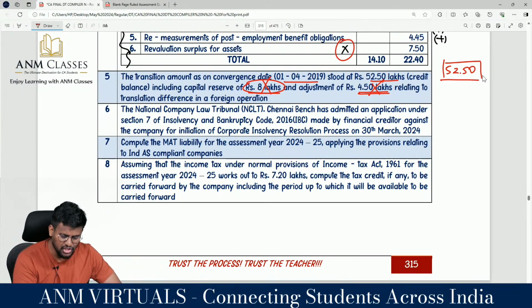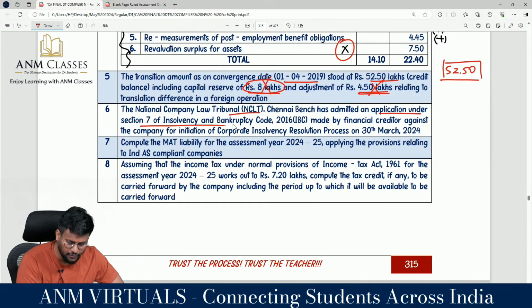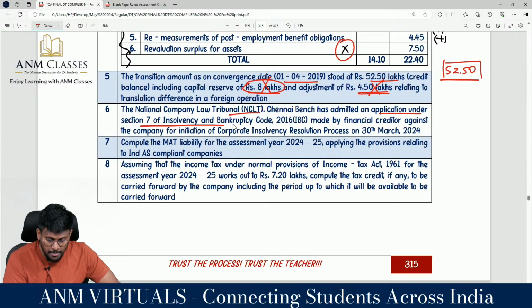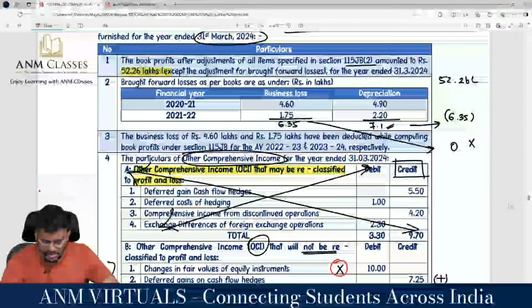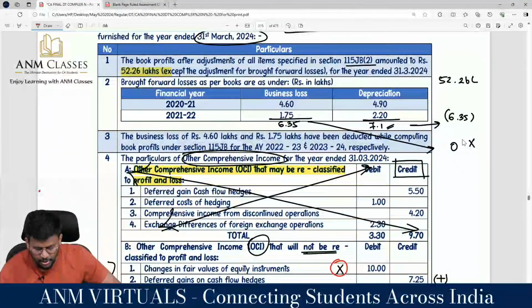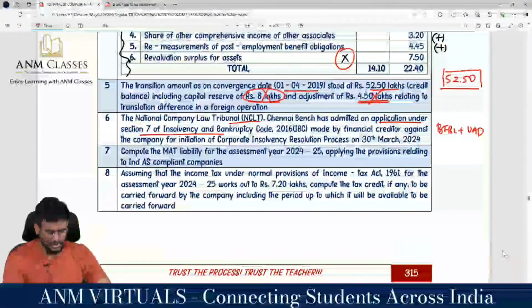The National Company Law Tribunal, Chennai bench, admitted an application under section 7 of the Insolvency and Bankruptcy Code made by a financial creditor against the company for initiation of corporate insolvency resolution. Then brought forward business loss and unabsorbed depreciation, what we have said here is it becomes 0, so nothing can be reduced. Since they have applied for insolvency, sir, this plus this is allowed, so that 7.1 lakhs can be reduced.